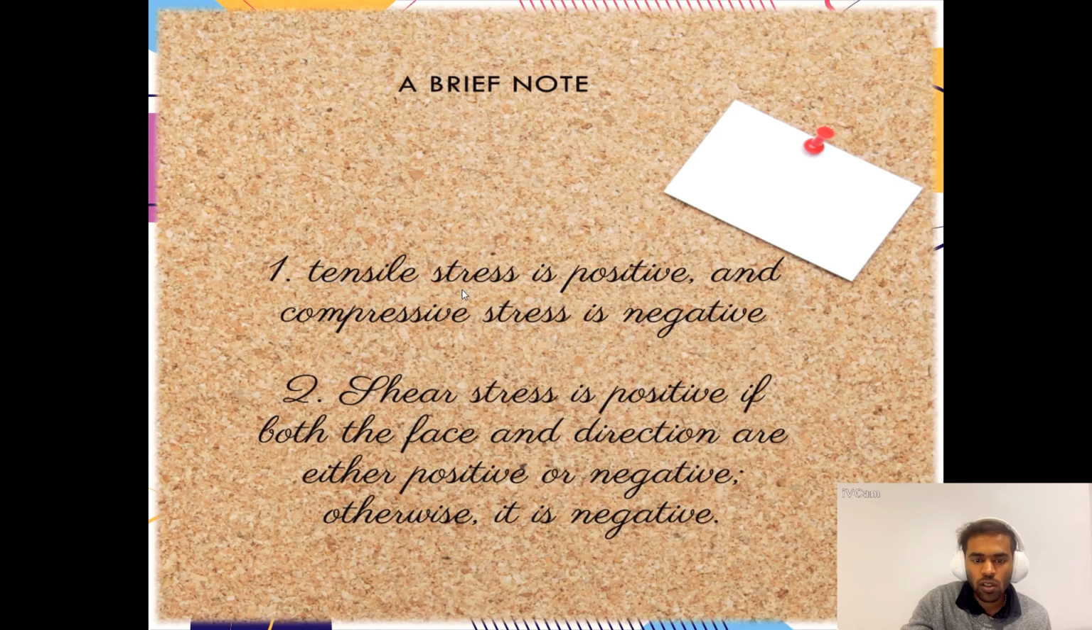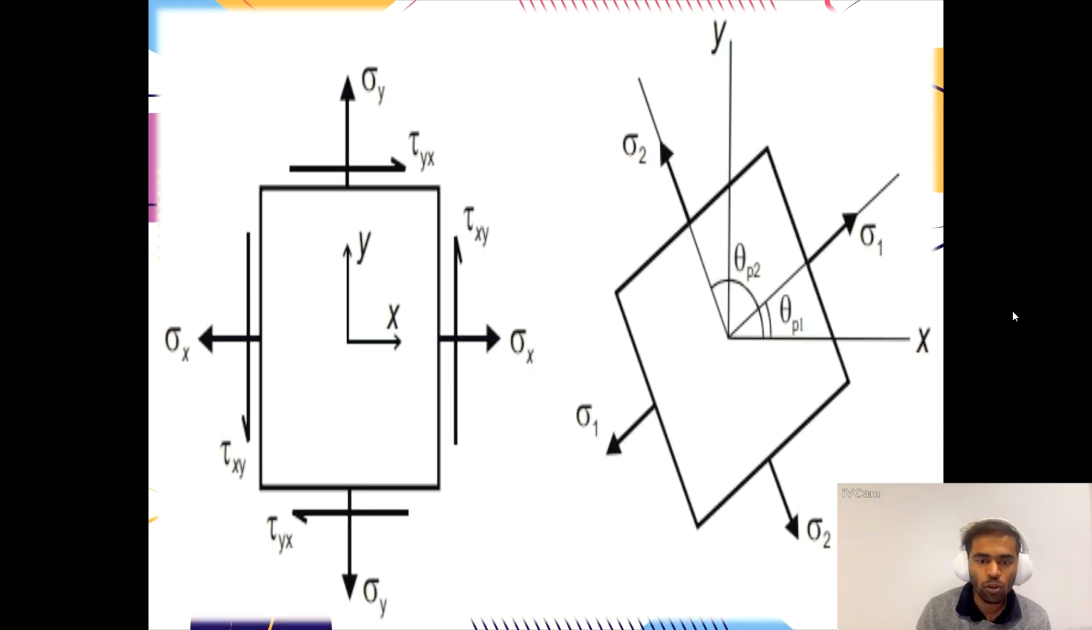Tensile stress is positive and compressive stress is negative. Shear stress is positive if both the phase and direction are either positive or negative. Otherwise, it is negative. So this we will be requiring while solving problems. Moving on to the next slide.